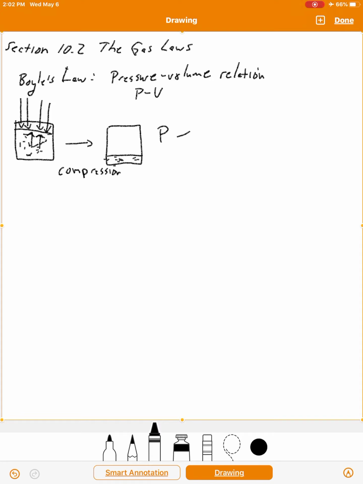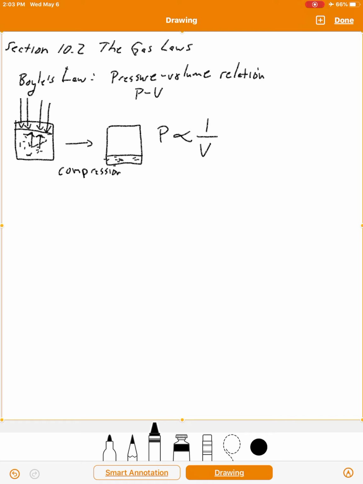So how do we write that mathematically? One way is to write it as what's called a proportionality. Remember, a proportionality tells you whether something goes up or goes down, but it doesn't tell you the actual amount. So we're going to write it this way: P is proportional to 1 over V. This is sometimes called an inverse proportionality, meaning that if one variable increases, the other one decreases. So in this case, if the pressure increases, the volume decreases, and vice versa. If the pressure decreases, the volume will increase.